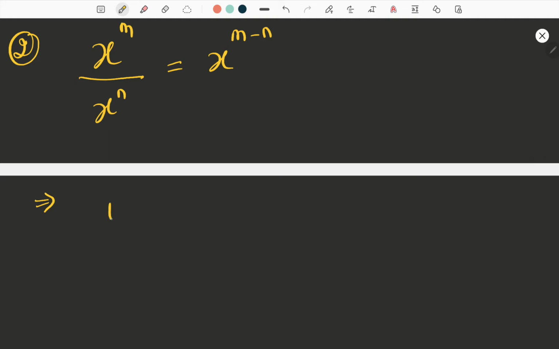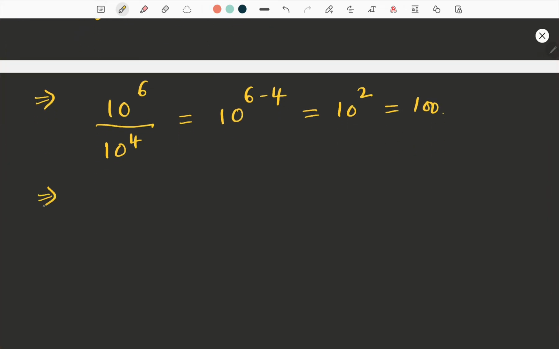Alright, if it is like 10 to the power 6 divided by 10 to the power 4, so how much does it become? It becomes 10 to the power 6 minus 4. 10 to the power 6 minus 4 is 10 to the power 2, and it can be articulated as 100. That's a different issue.